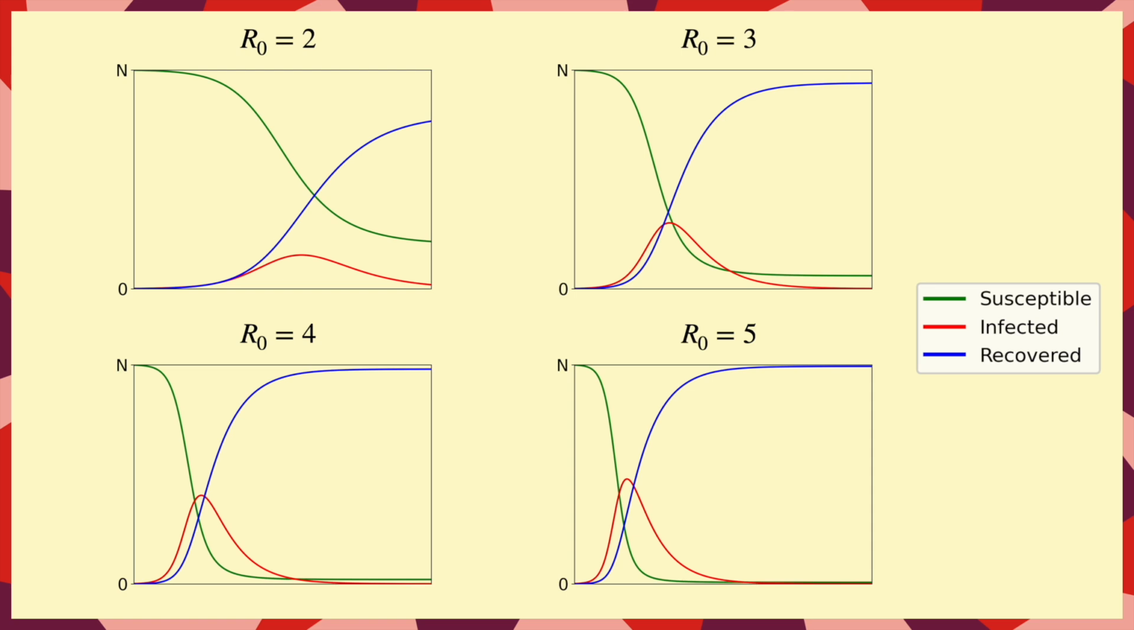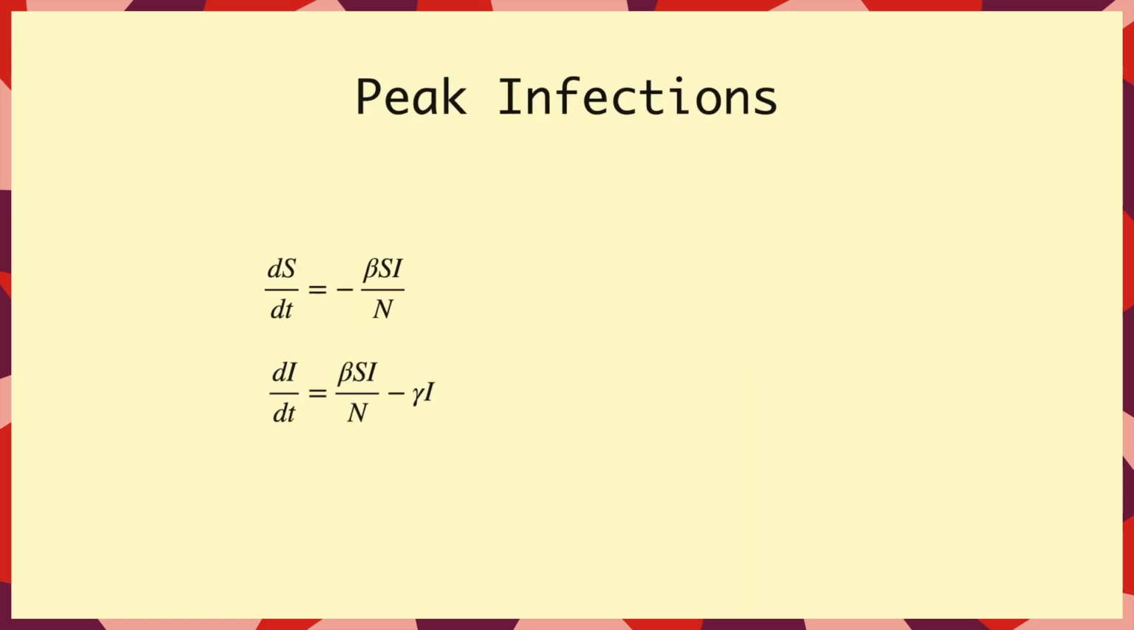So that gives us a couple of variables we can try to analyze: the peak number of infected individuals and the fraction of the population that's susceptible at the end, so the people who never caught the disease. So let's start with the infected peak.